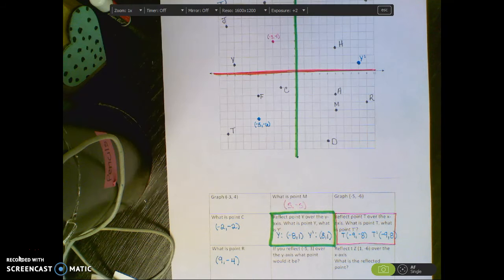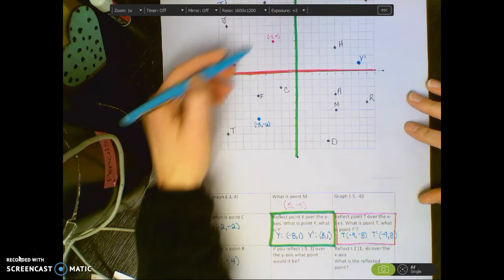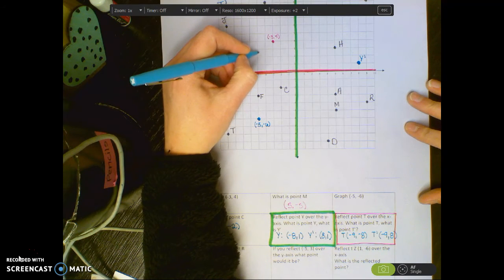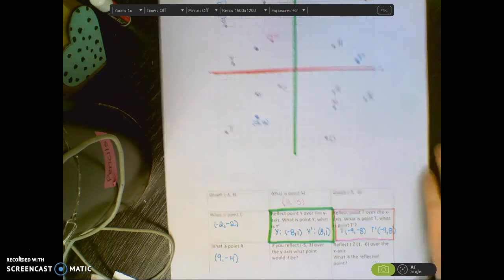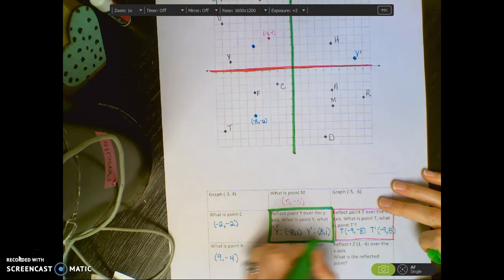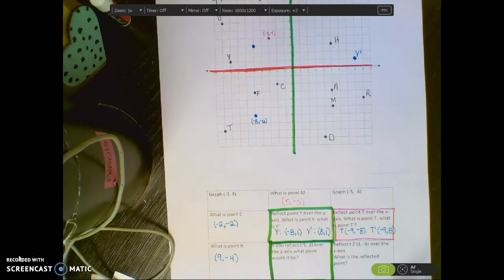If you reflect -5, 3 over the y-axis, what point would it be? The first thing for me, I would graph the point -5, 3. So -5, 3. Put that point here. Okay, it's this point right here, and I want to reflect it over the y-axis. The y-axis was the green. Highlight this one in green, so I know that I need to go over the green.